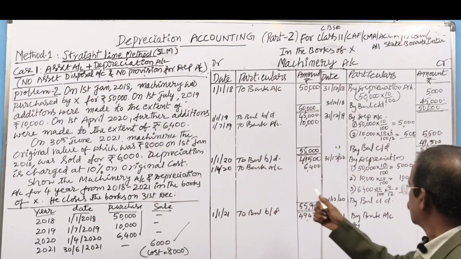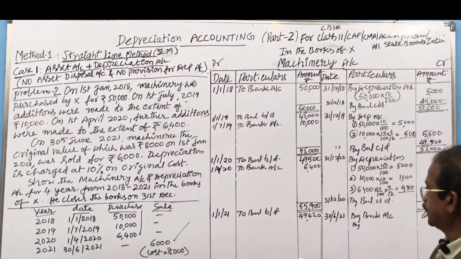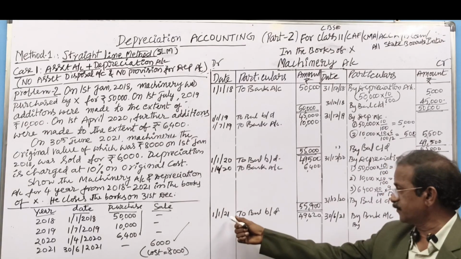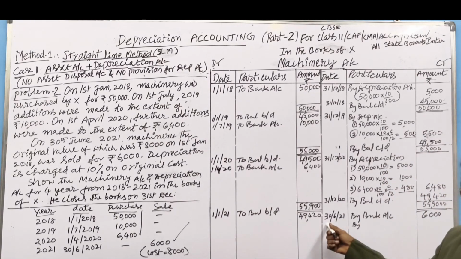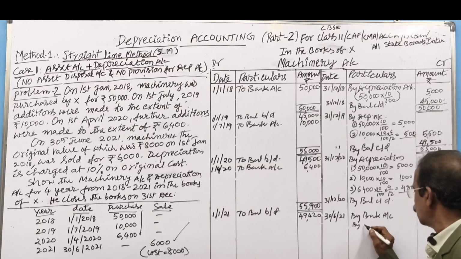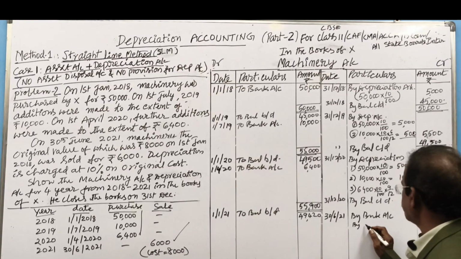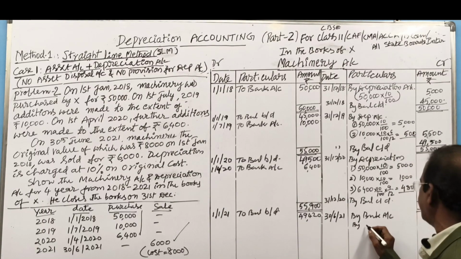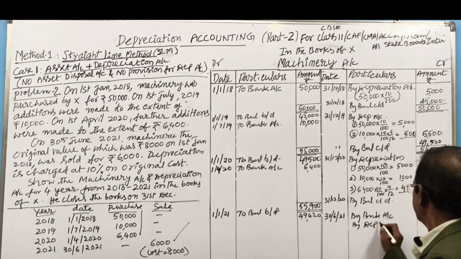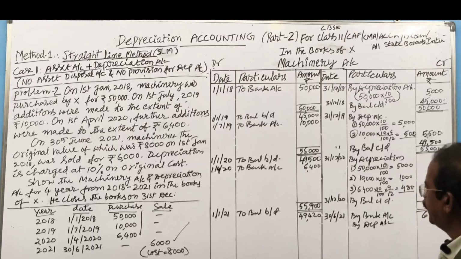from this date to this date. This is the opening date of the fourth year. This is the sale date, the date of sale of the machinery. So, up to the date of sale of the machinery, we have to calculate the depreciation by writing the depreciation account. How should we calculate?